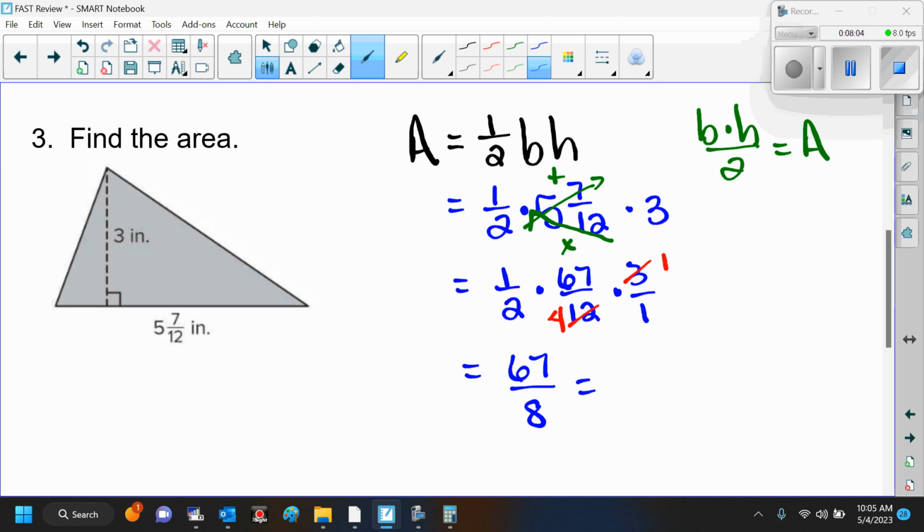So how many times does 8 go into 67? 8 times. 8 times 8 is 64, right? And how many do we have left over? 3. Very good. So this is going to be 8 and 3/8. And what's my label going to be? Inches squared. Very good, because we're solving for area.